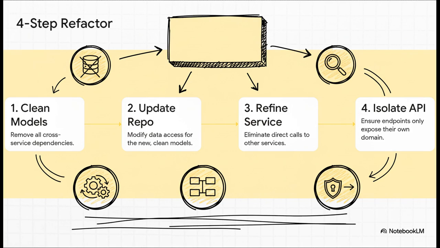And here it is, the 4-step playbook. First, you start at the foundation, clean up the data models, and get rid of any dependencies on other services. Step 2, you update the repository layer. That's the code that's actually talking to your database. Third, you go up a level and refine the service logic itself. And finally, you clean up the API endpoints, which are like the public doors to your service. You follow these steps, and you get a nice, clean separation every time.